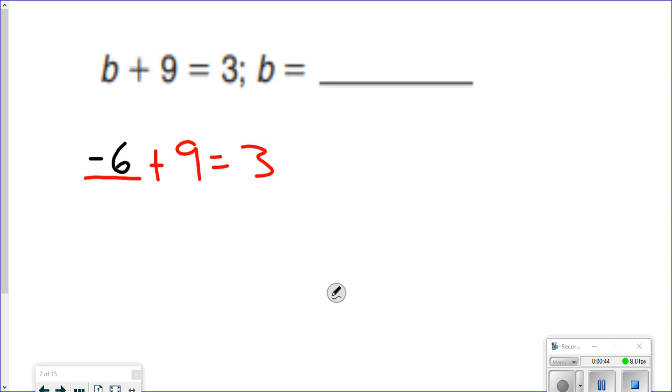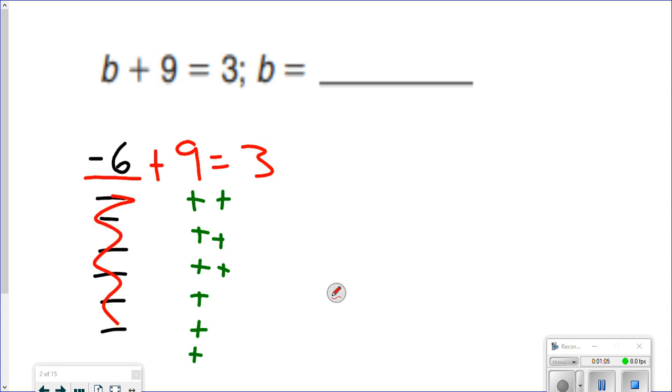If I have 6 negatives and 9 positives, 1, 2, 3, 4, 5, 6, 7, 8, 9, these 6 negatives will cross off 6 positives, so I'm left with 3 positives, which would be my answer. So my answer is negative 6. Let's continue to move on to the next problem.